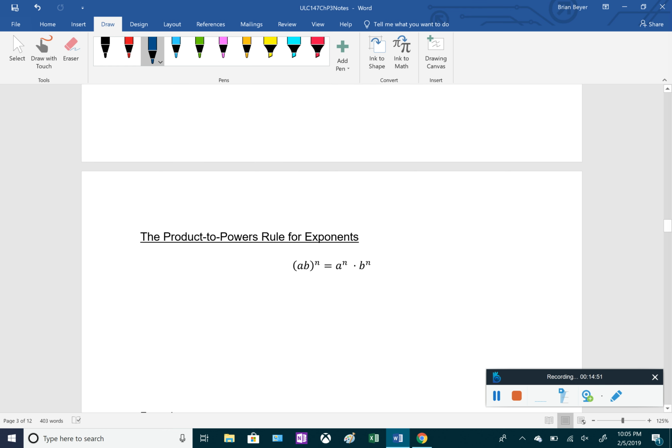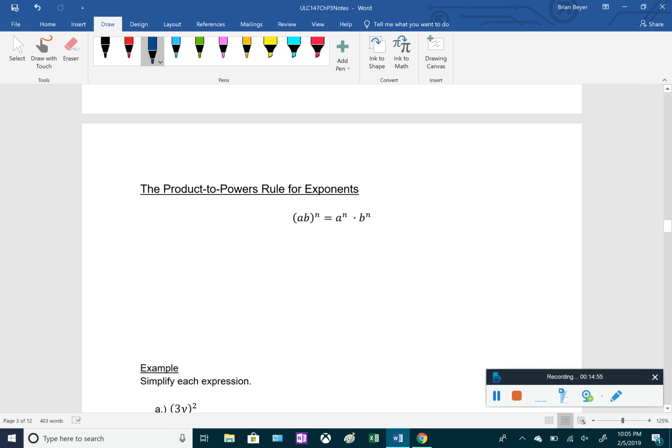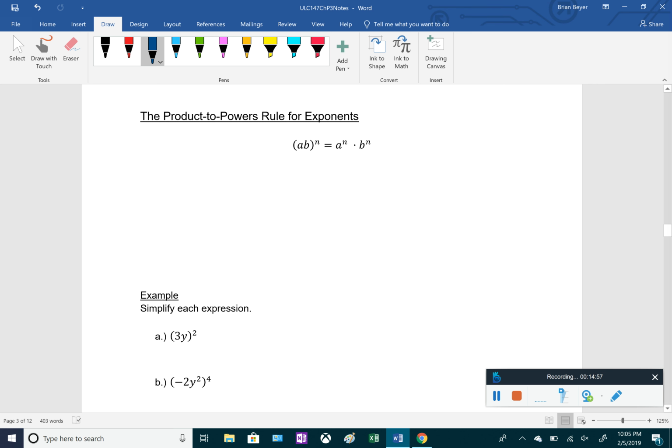Okay, next rule before we get into maybe 2 more rules. The next one is the product to powers rule. So if we have something like a times b, so something times something, and it's all raised to the nth power, we can split that up and give both of those factors the exponent of n. So a times b all to the nth is going to equal a to the nth times b to the nth.